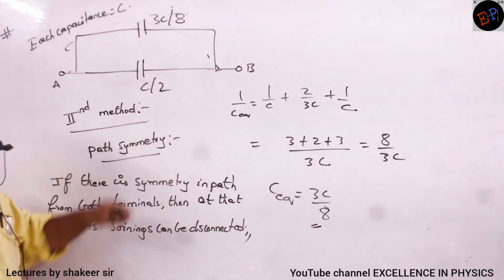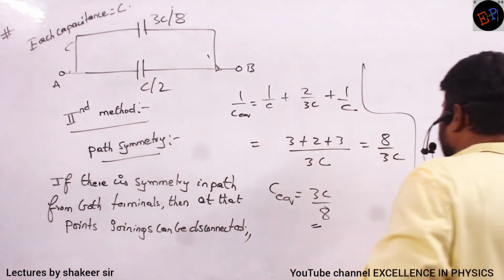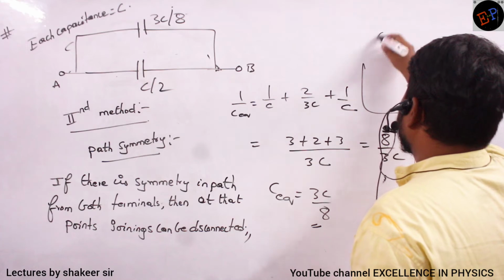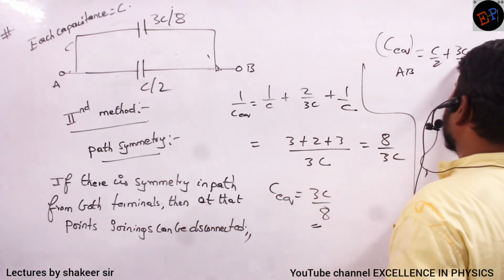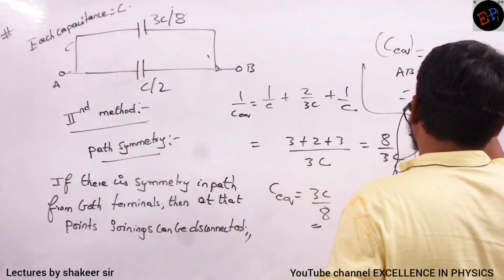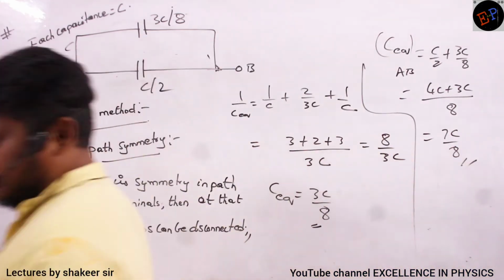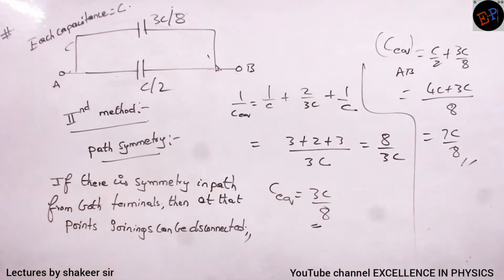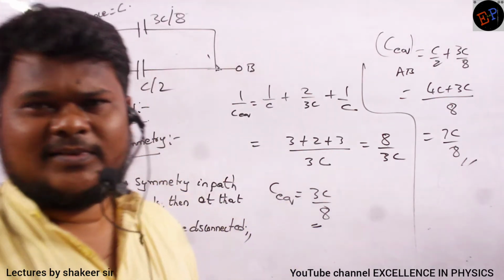That's all, no? Now C by 2 and 3C by 8, they are in parallel connection. So add both of them. So therefore total equivalent capacitance between A and B is how much? It is C by 2 plus 3C by 8. Okay, ma? If you take LCM 8, it is 4C plus 3C. So how much? 7C by 8. That is our answer. Okay. Same answer, no? Previously also. That's it.